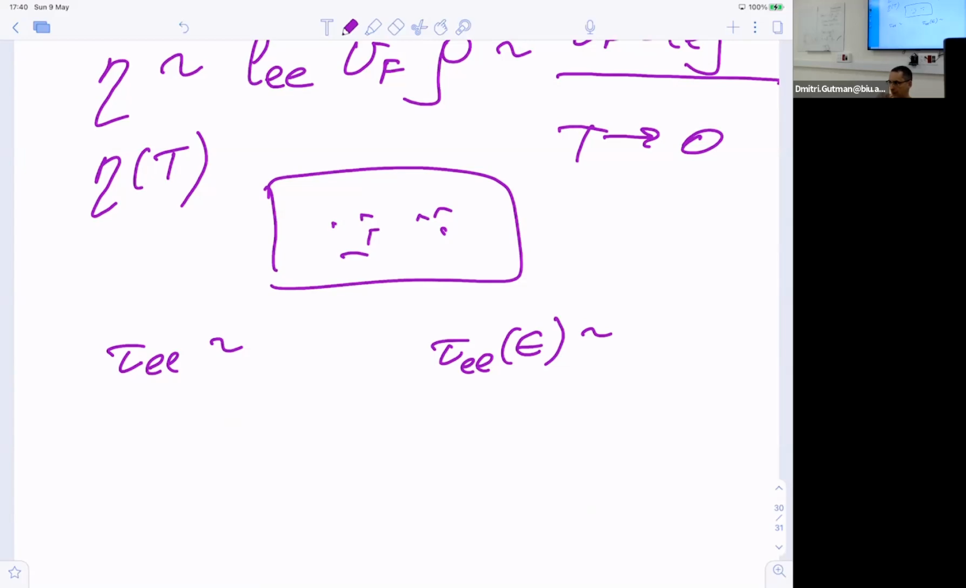Let me guess. It must have dimensions of time. So it's 1 over energy. No, if this were the case, epsilon times tau of epsilon would be 1. It's proportional to 1 over epsilon, yes, with some constant of proportionality. Forget constants.